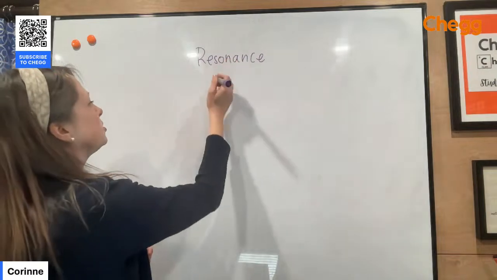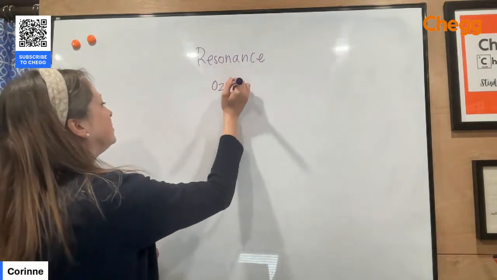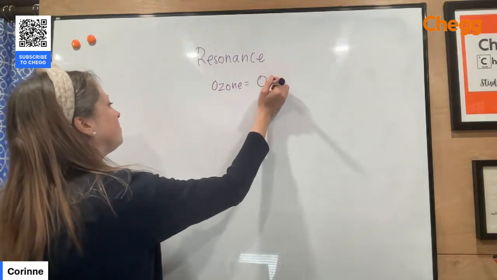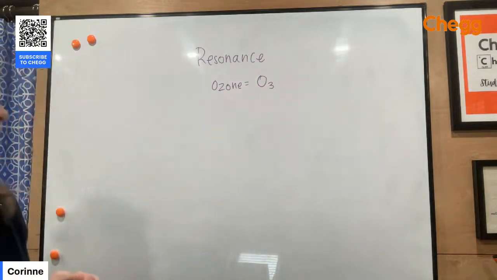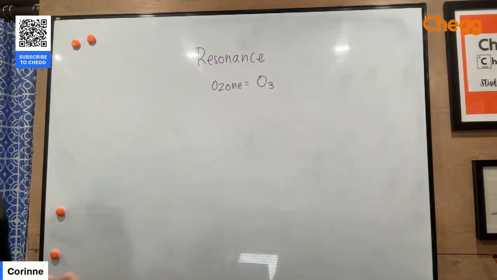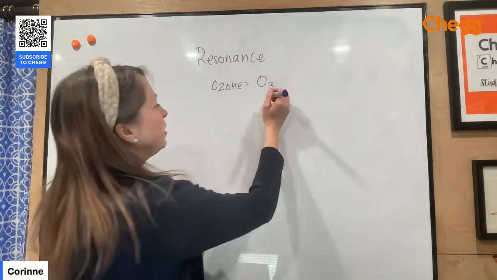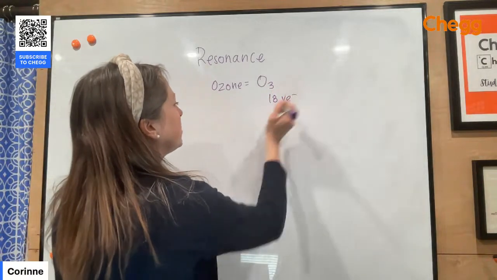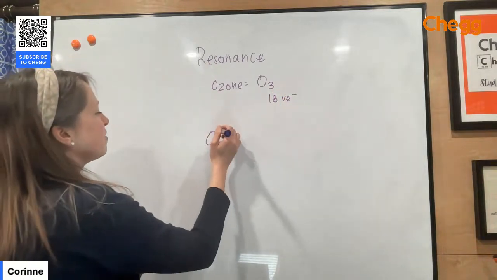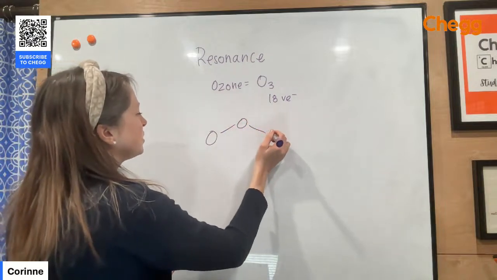We could just do ozone. All right, so ozone is a weird structure. We have 3 atoms of oxygen, so we're going to have 18 valence electrons to worry about. We don't really have many options, right? Let's go ahead and just draw this.